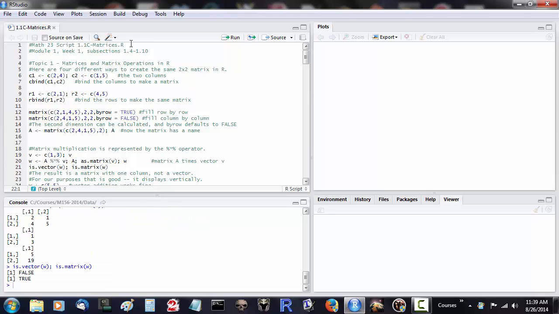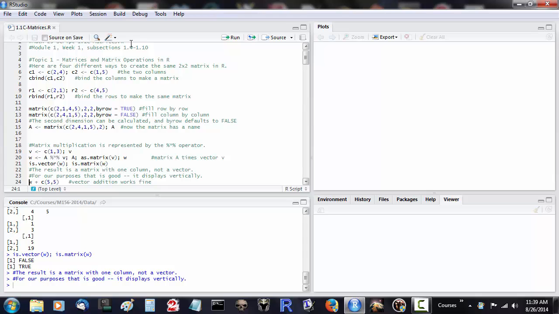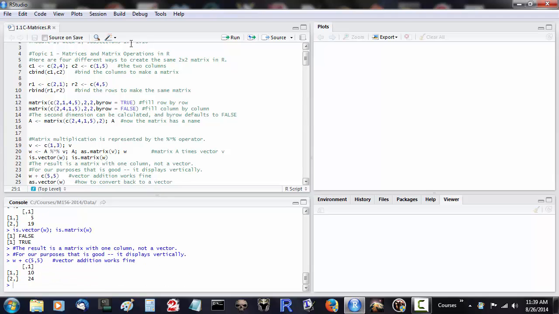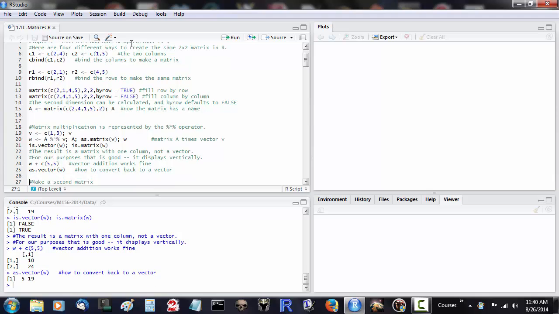R tells me, well, W is not a vector. It's a matrix. No problem. I can add to W a vector with a pair of 5s. I get the right answer, but it continues to display as a column. If for any reason I ever need to turn it back into a vector, I use the R function as.vector.